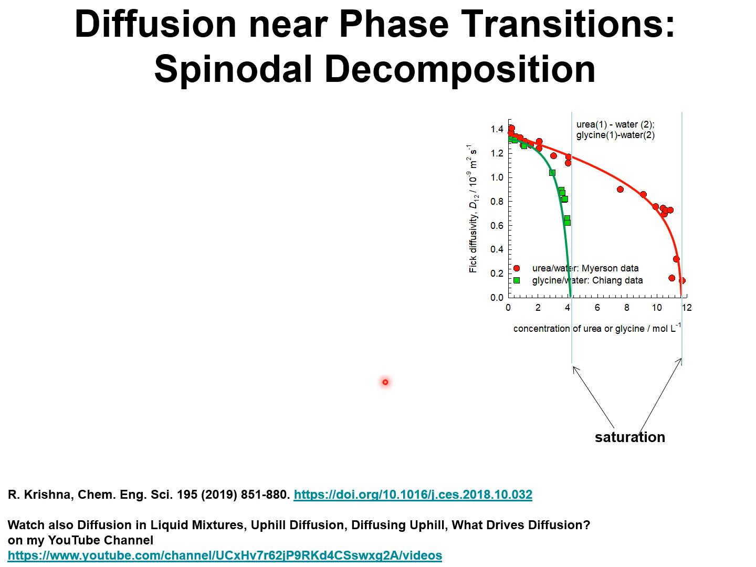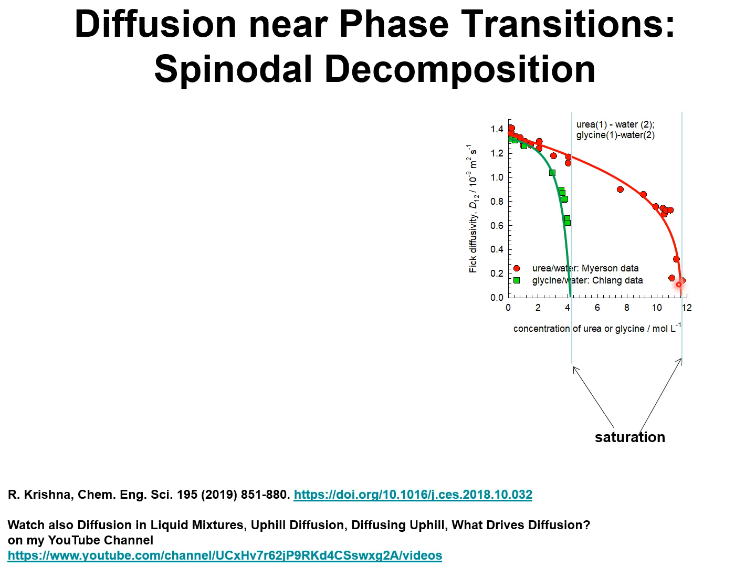Experimental data on the Fick diffusivity of binary mixtures that experience phase transition show that the Fick diffusivity values reduce to zero as the concentrations approach saturation. As an example, let's look at the diffusivity of glycine-water, shown by the green squares here, or the diffusivity of urea-water, shown by the red circles. We note that the experimental data on the Fick diffusivity reduce to zero as conditions approach phase saturation.